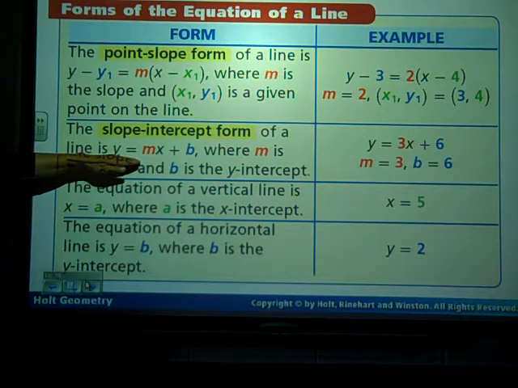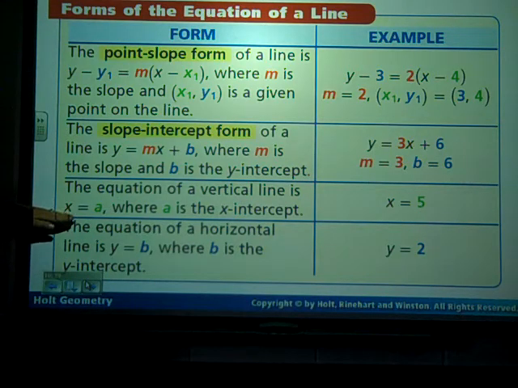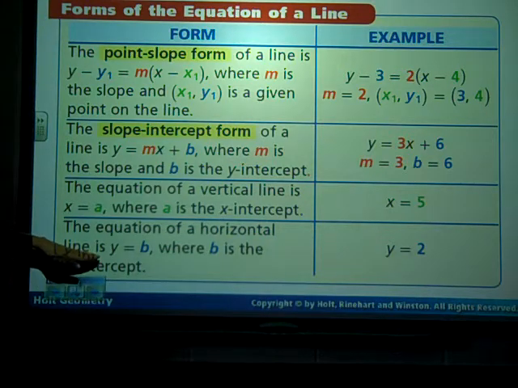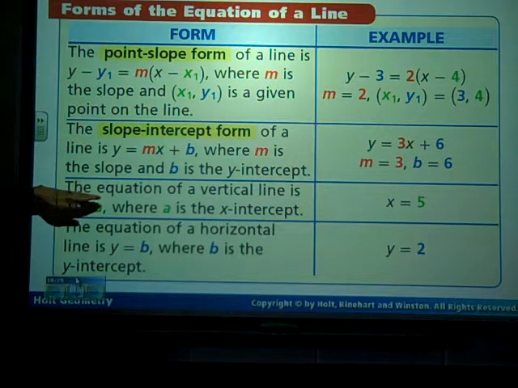Okay, so this is the form we shoot for when we're comparing two lines. And a vertical line, x equals a, where a is the x-intercept. And for a horizontal line, we talked about y equals b, where b is the y-intercept. So, because we know horizontal lines have a slope of 0, vertical lines have a slope that's undefined.